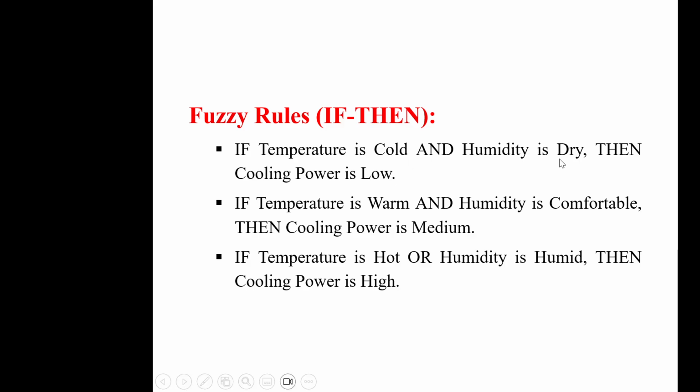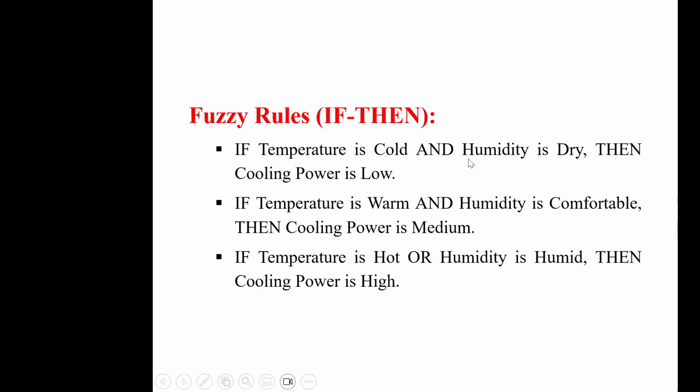If humidity is dry, then the weight, that one is going to assume 1. Then the cooling power is going to be low because we are making use of AND. Knowing fully well that 1 this time around is true, 0 is false. So 1 and 1 in Boolean algebra will give you 1. And this time around 1 is cooling power is low.